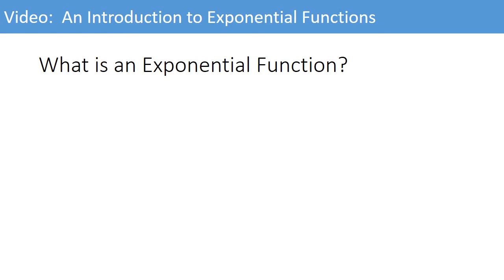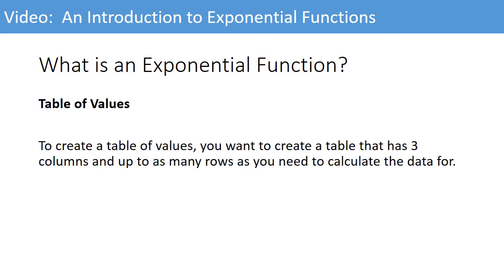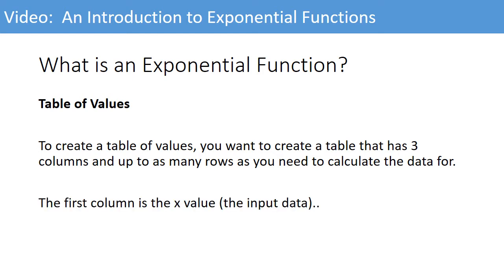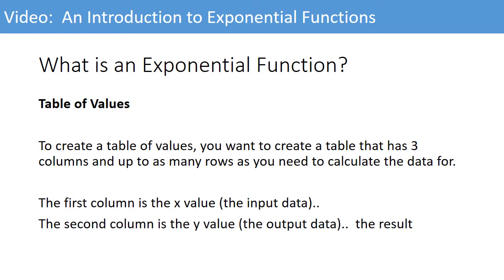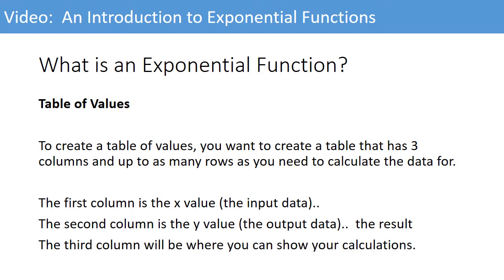Now, let's focus on the table of values. To create a table of values, you want to create a table that has 3 columns and up to as many rows as you need to calculate the data for. The first column is where we will put the input data, the x values. The second column is where we will put the output data, the result of the calculation. This will be the y value. The third column will be where you can show your calculations.